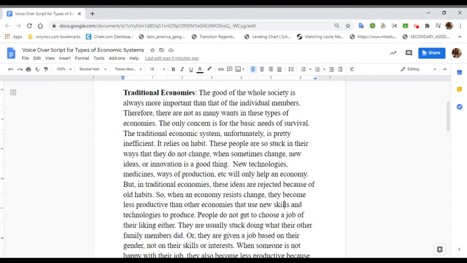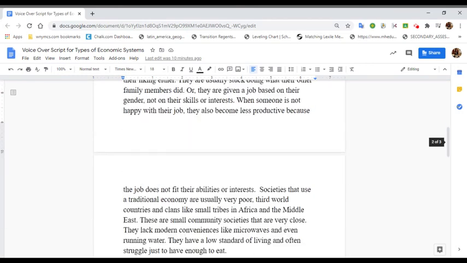to produce. People do not get to choose a job of their liking either. They are usually stuck doing what their other family members did, or they are given a job based on their gender, not on their skills or interests. When someone is not happy with their job, they also become less productive because the job does not fit their abilities or interests.